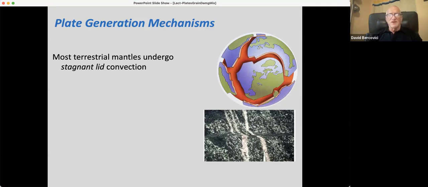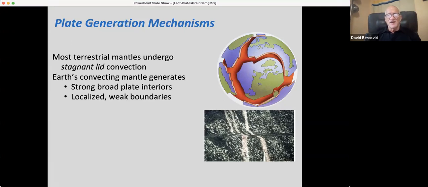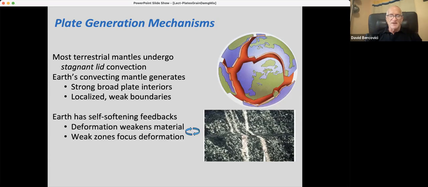The Earth is different. The Earth is weird. The convection winds up leading to broad, strong plate interiors and weak localized plate boundaries, which is, of course, much of what this seminar is about: why we have plate boundaries. But it's a unique form of convection, with very localized, very focused deformation where all the action occurs at plate boundaries. And we would like to know what convection looks like that.